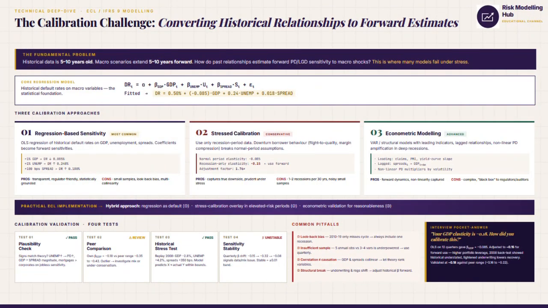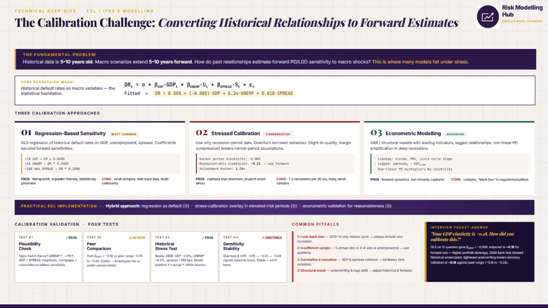And here's the core problem every ECL modeler faces. Your historical data is 5 to 10 years old, but your macro scenarios extend 5 to 10 years forward. So, how do you use the past relationships to predict the future sensitivity? Have you ever thought about that? And this is where many models fail under stress.